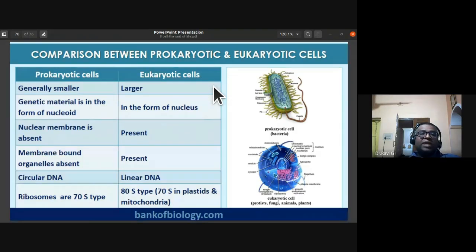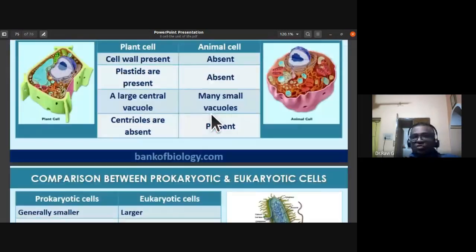Prokaryotic cells undergo amitotic cell division like binary fission and budding. Eukaryotic cells, apart from amitosis, also exhibit mitosis and meiotic cell division. These are the other points that we have listed out for prokaryotic and eukaryotic cells. So that completes our topic of cell, the unit of life.